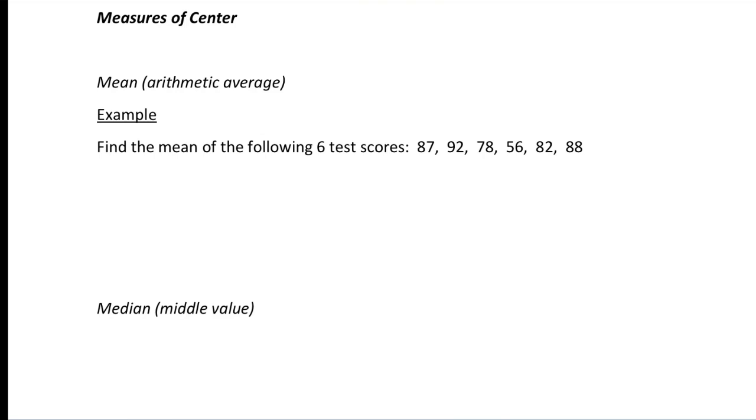But let's start with mean and just talk about what mean is. So mean is really just the arithmetic average. When we think of mean, it's just that idea that we are going to take the sum of all the values, and then we are going to divide by the number of values. So sum of all values divided by the number of values.